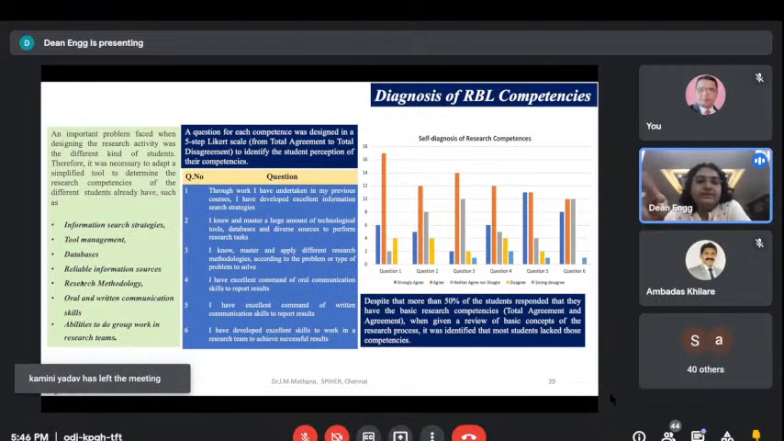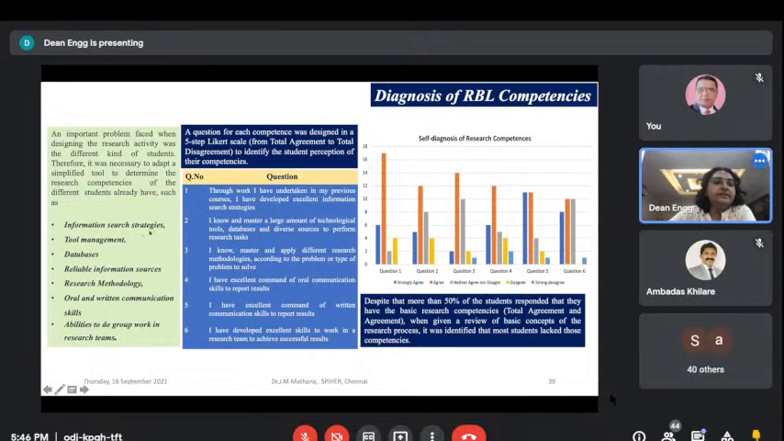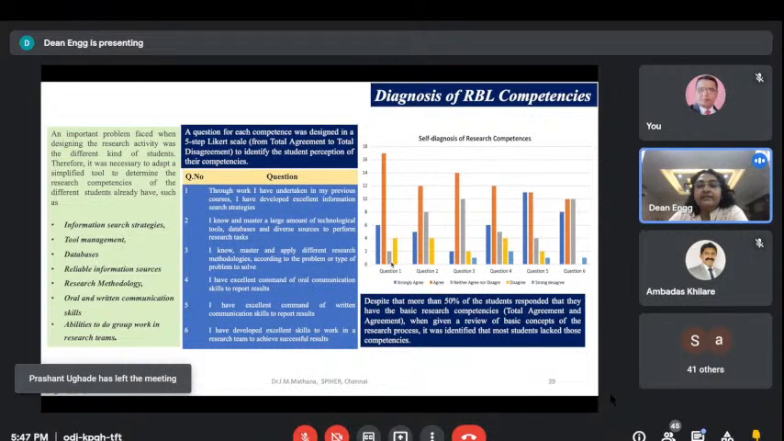For understanding, I'm going to read the first question. The first area is information search strategies, whether the students know the procedure to search journals or not. The statement is: through work I have undertaken in my previous courses, I have developed excellent information search strategies. For this question, the blue color is strongly agree, orange is agree, then gray is neither agree nor disagree, and light yellow is disagree.